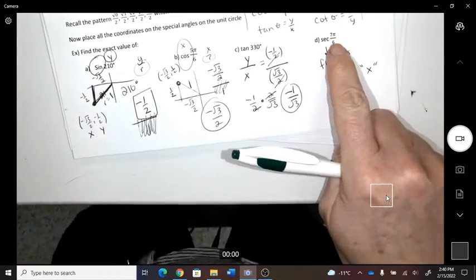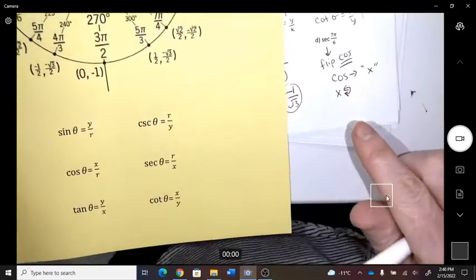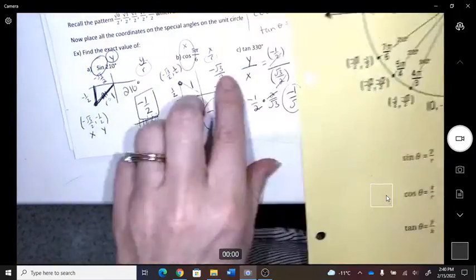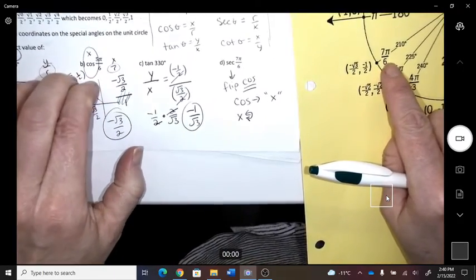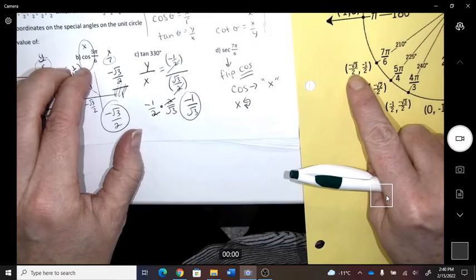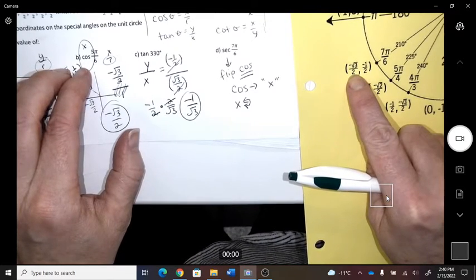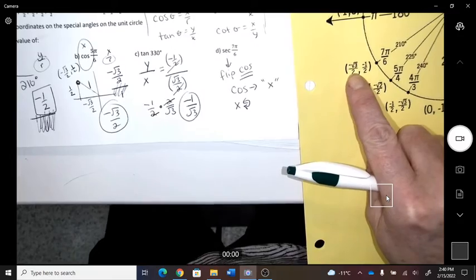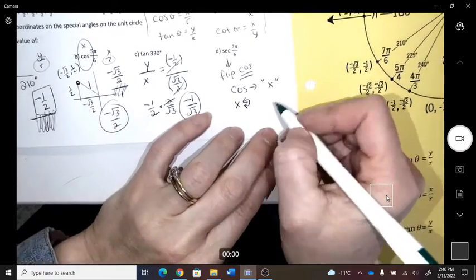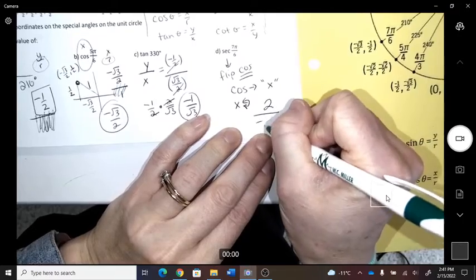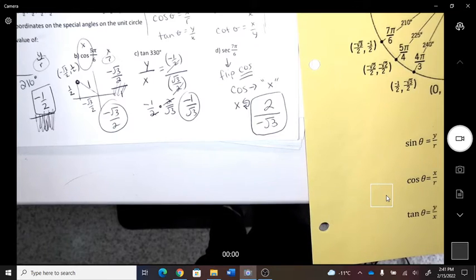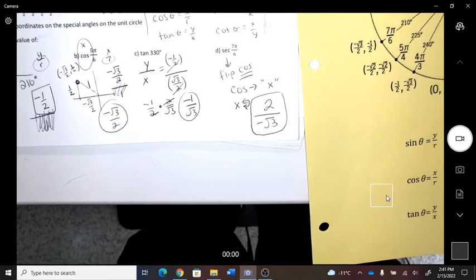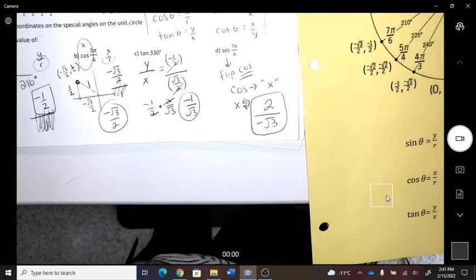Okay, so can you go to 7 pi over 6? So here I am. And then I'm going to grab the x coordinate, because that's the cos. Oh, that's your answer? And then I got to write it upside down, kind of, right? That's it? And that's it. Wait, why are we flipping it? Because the secant is taking cos and reciprocating it. Oh, okay. Right?